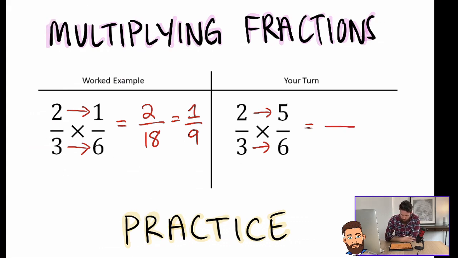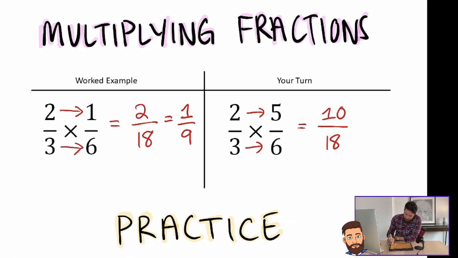So timesing across, you should have got 2 times 5 is 10, and 3 times 6 is 18. Can we simplify that? Yes, we can. What goes into 10 and 18? 2. We could half top and bottom. Half of 10 would be 5, and half of 18 would be 9. So the answer to that question would be 5/9.